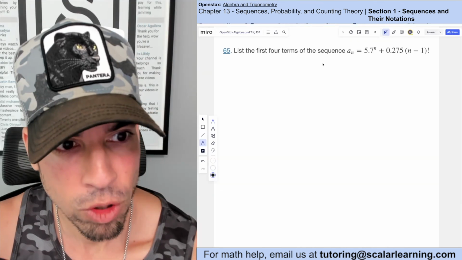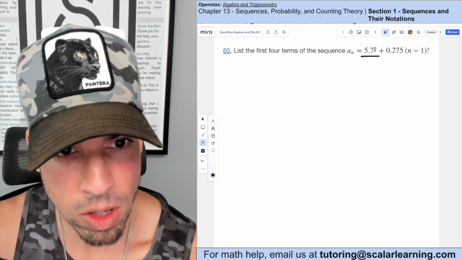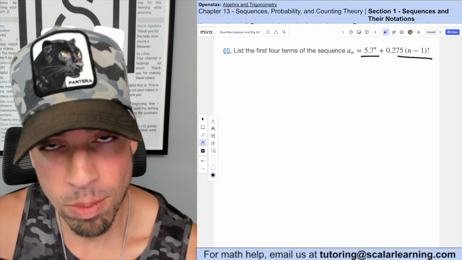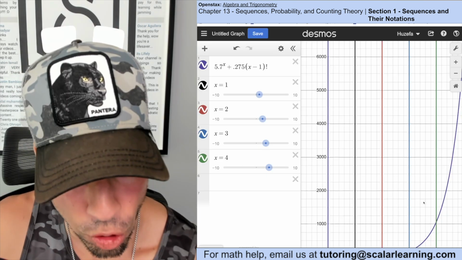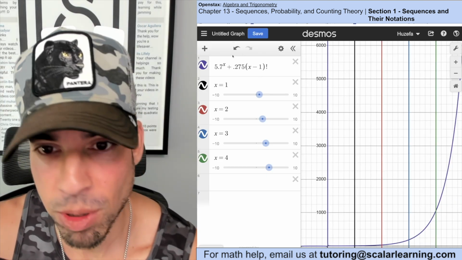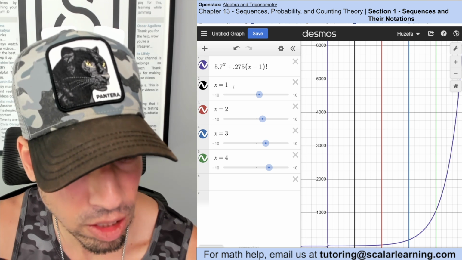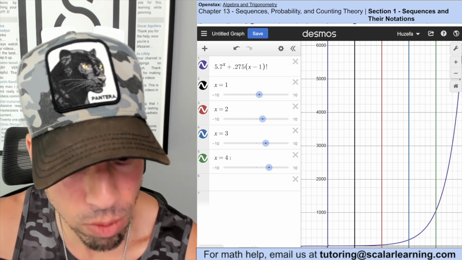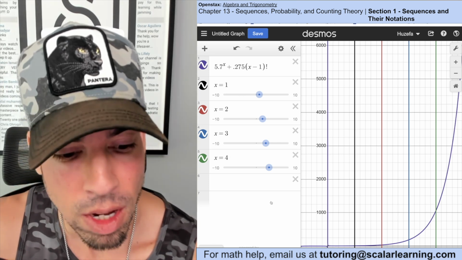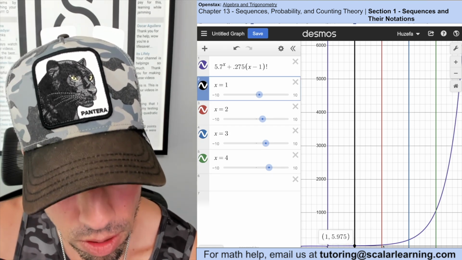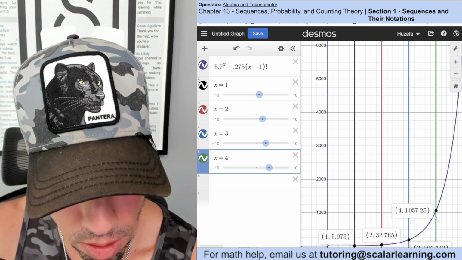Done. List the first 4 terms of the sequence, and since we got some funky numbers with the 5.7 and we got some factorial stuff going on here, we're going to plug this into Desmos. So here's how we're going to get the first 4 terms. Again, I put in the explicit formula as a function into Desmos, and then I set x equal to 1, 2, 3, and 4, and we're going to look for the intersection points, and the y values will be the terms of the sequence. So here's the first, second, third, and fourth, right?